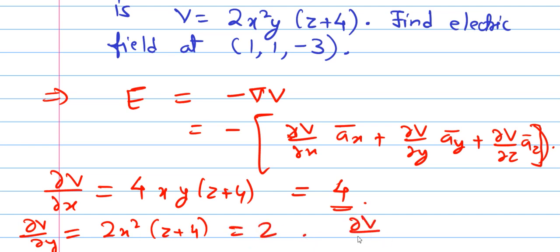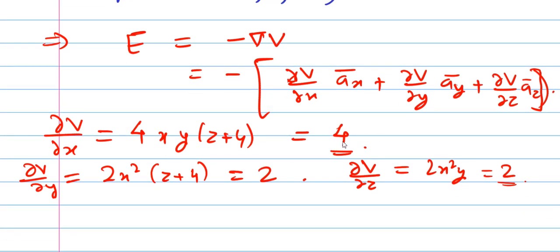Now find ∂V/∂z. Differentiate partially with respect to z. Its partial derivative will be 2x²y, which is a constant, times the derivative of z plus 4, which is 1. So this will be simply 2x²y. Coordinates are (1, 1, -3). Substitute x as 1, y as 1, z as -3. Its value comes out as 2 into 1 into 1, that means 2.